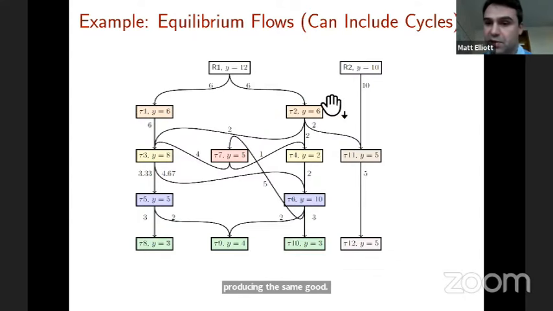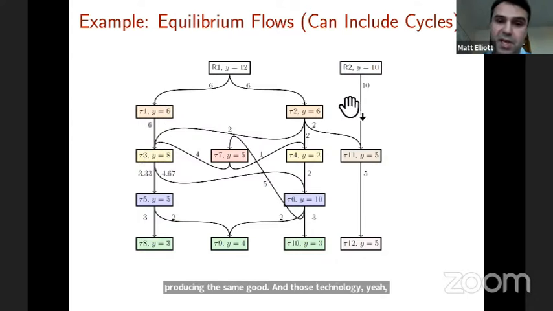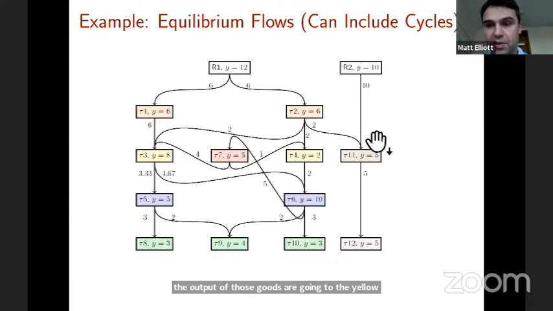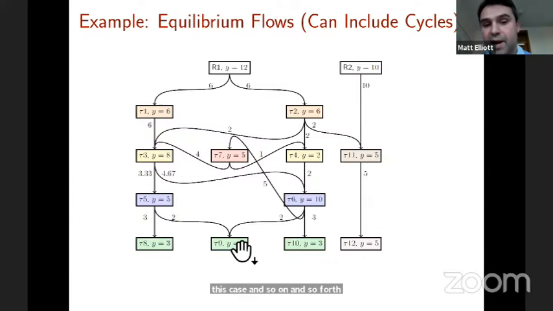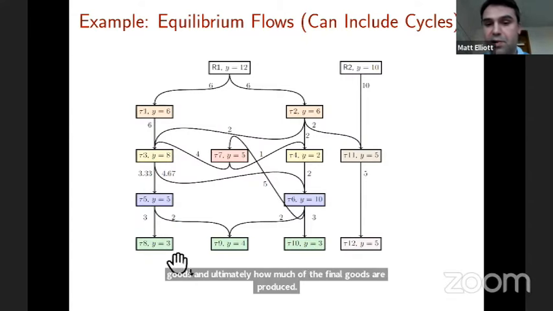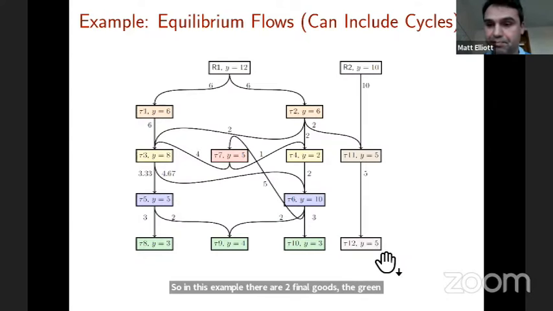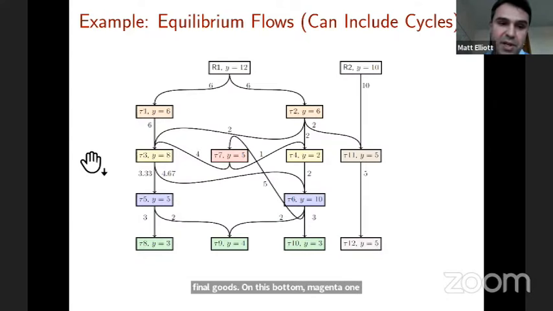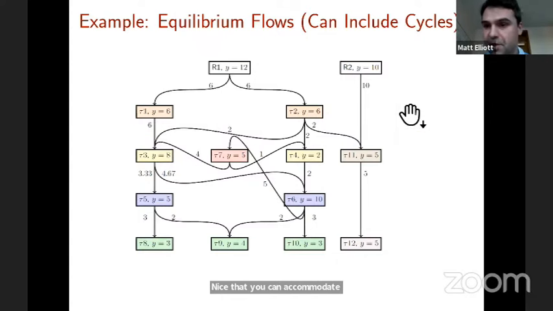And the outputs of those technologies are going to the yellow producers here, and the yellow and brown producer in this case, and so on and so forth. And so we can keep track of the equilibrium flow of goods and ultimately how much of the final goods are produced. So in this example, there are two final goods, the green final good and this bottom magenta one. Notice that we can accommodate cycles, and you can potentially make this setting quite complex if you want to.